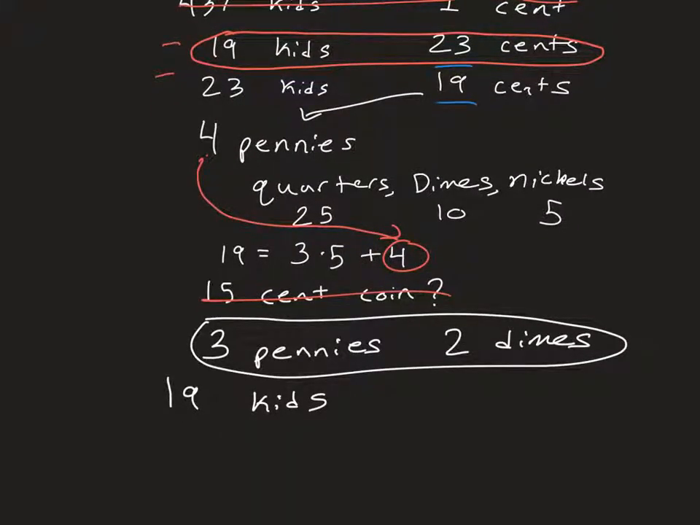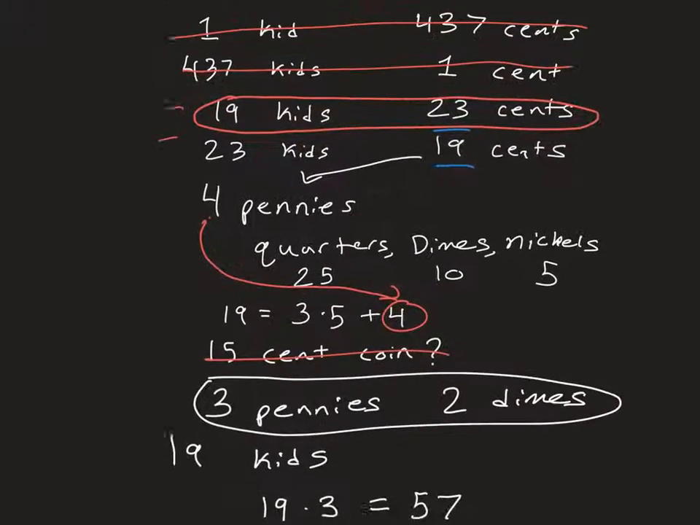And this problem is asking for how many total pennies were paid. So to do that, you just do 19 times 3, and that gives you an answer of 57. So that's the answer to this problem.